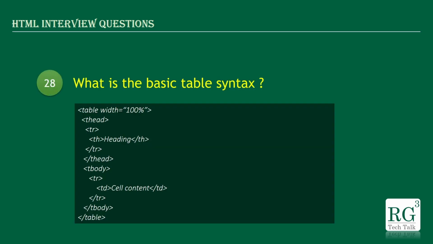Question number 28. What is the basic table syntax? So table width equals 100%, thead and tr inside it, and inside that you will have th. Th tags are nothing but heading tags for a table, and you will have tbody. Inside tbody you will have one row, which is tr, and td. Td is nothing but cells. So this is the way you represent a table.